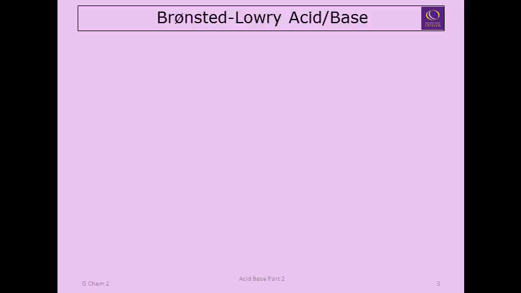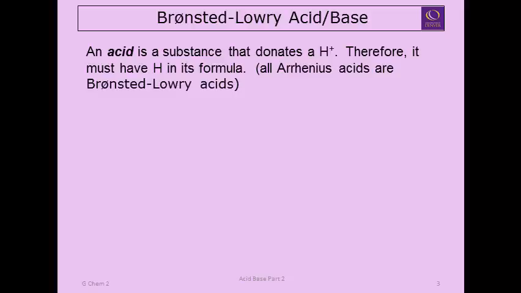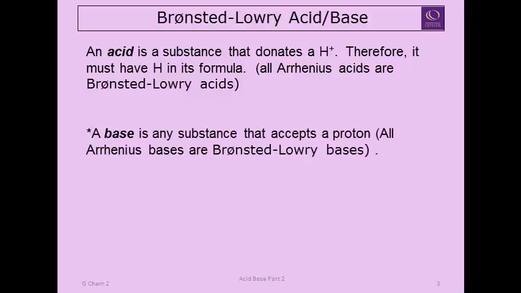So here's the second definition. Brønsted-Lowry kept the definition for the acid the same, that in solution something gives up a proton, but he considered a base to be something different. It was how it interacted with that proton. So an acid is something that donates an H+, therefore it has to have H in its formula. So all Arrhenius acids are Brønsted-Lowry acids. But a base is a substance that accepts a proton. But there are other materials that are able to accept protons besides a hydroxide. According to Brønsted-Lowry, those also are considered bases.